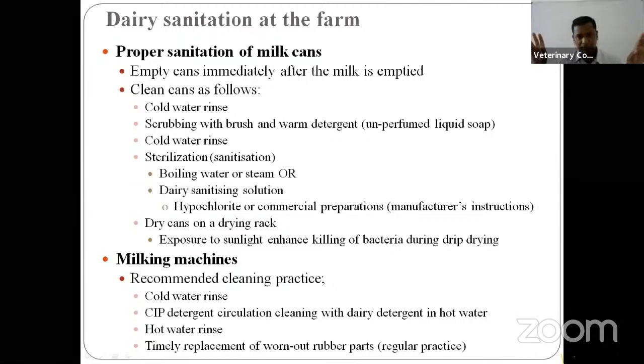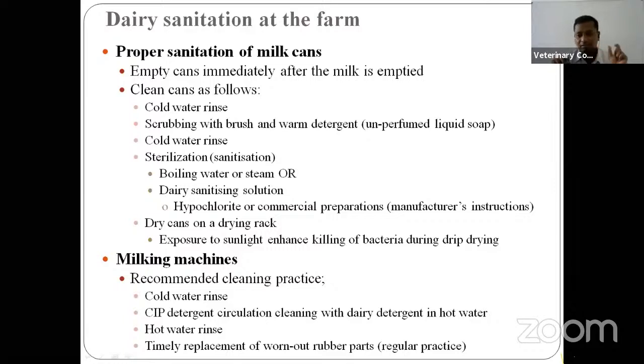Then the milking machines must be cleaned. Again, the sequence is the same. It must be cleaned with cold water initially. Then we use the CIP. CIP means without dismantling the machine, we introduce the detergents and the water through certain circulations. This is what we call clean in place type of cleaning. Then rinse it with hot water.